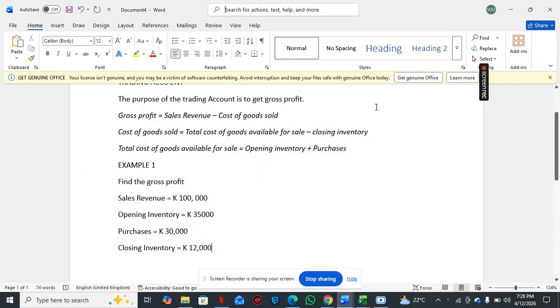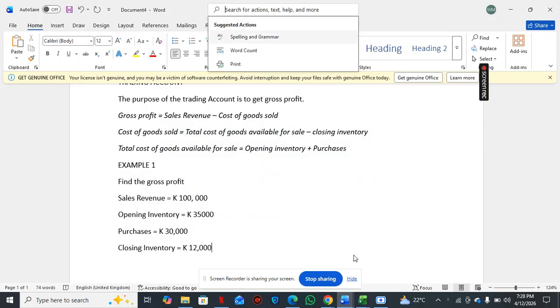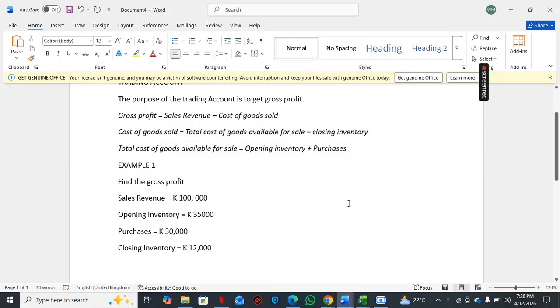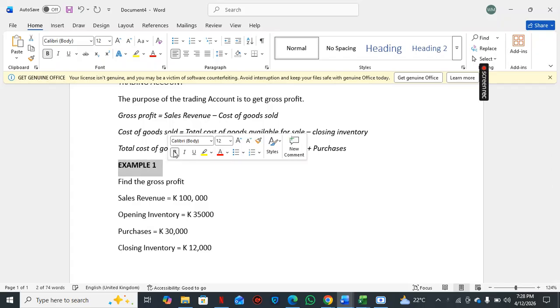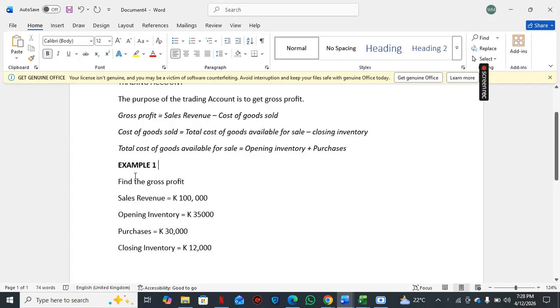So we're looking at the trading account, whose purpose is to find gross profit, the profit you have after you deduct the cost of the goods sold. So for this example, find the gross profit. For this information, sales revenue, 100,000. This is the money you make from selling your goods.